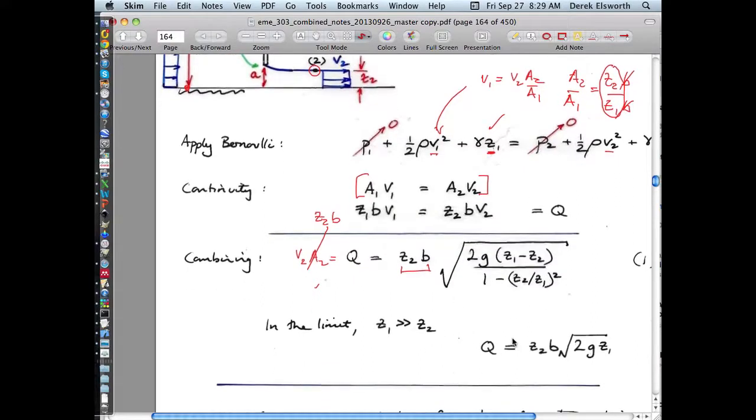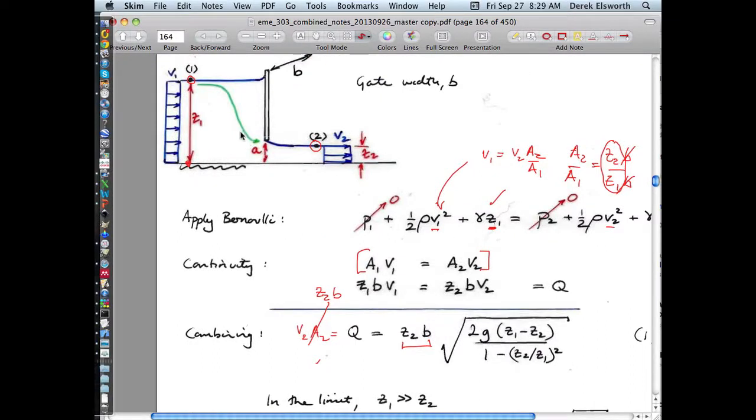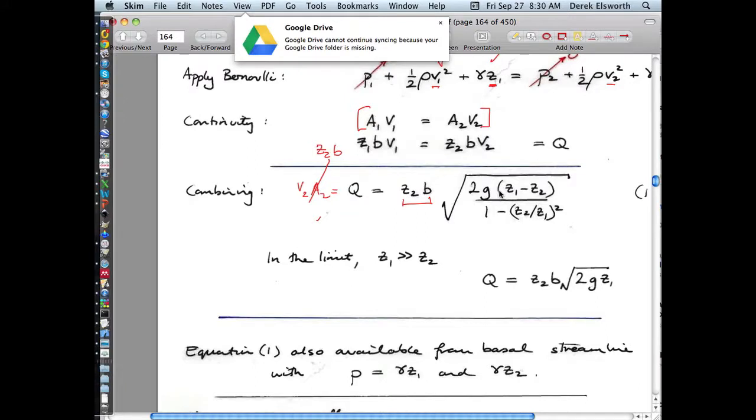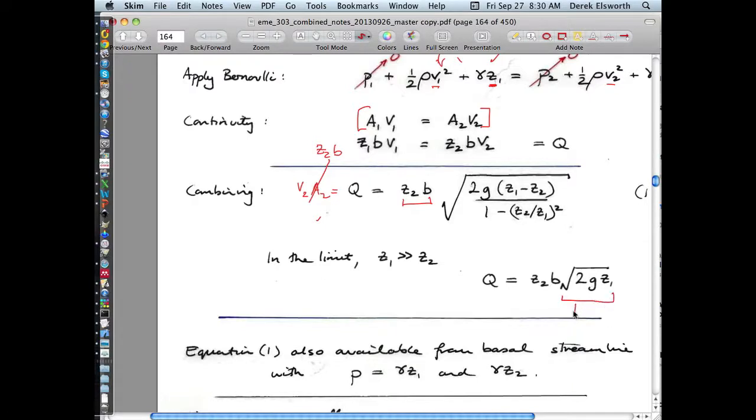And in the limit, if you take Z1 to be very large compared to this, so in other words, if you have a very small opening compared to a very high head in the system, then physically what does that turn this into? If Z2 is small, then this term goes away, so this term is just 1. If Z2 is small, don't need that either, then we end up with just C1. And this is just the equation for a free jet, right?